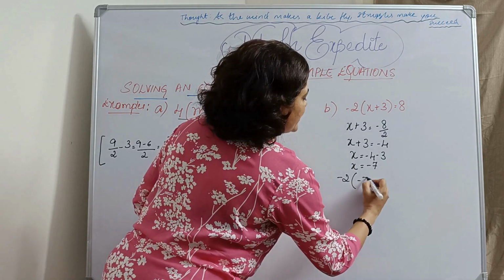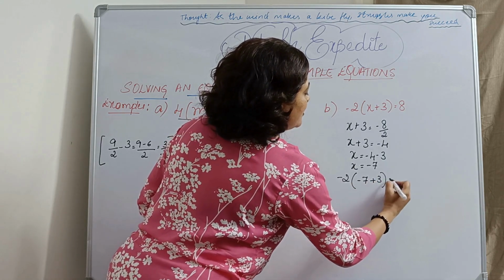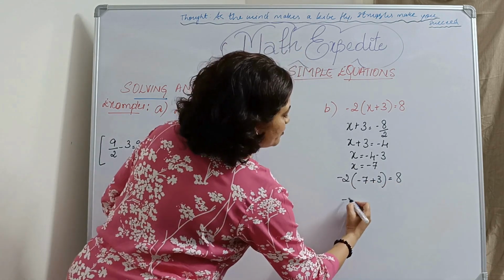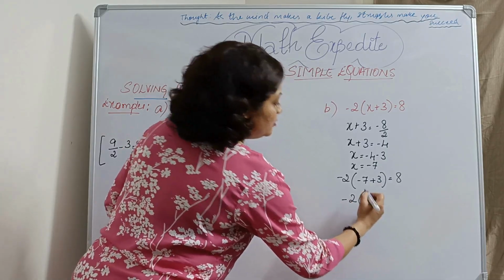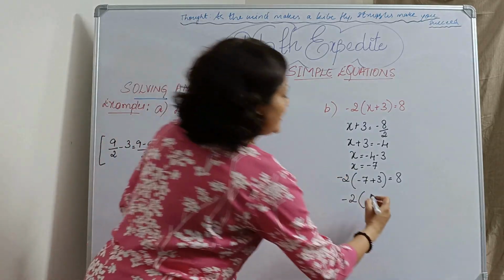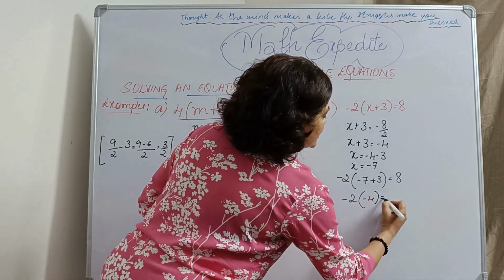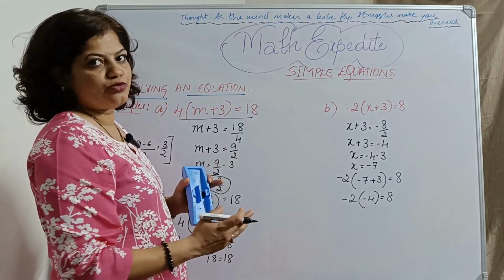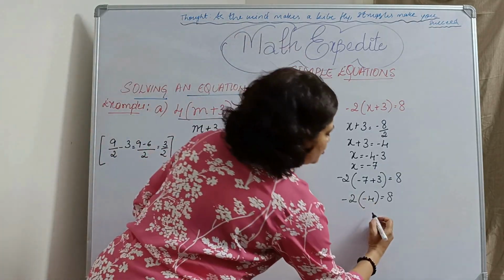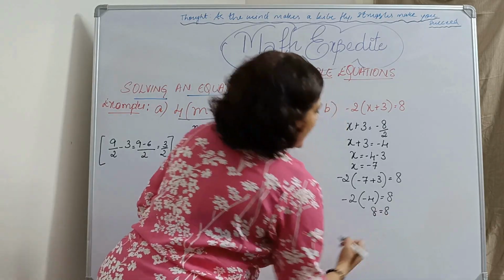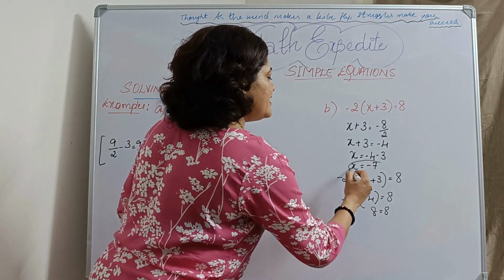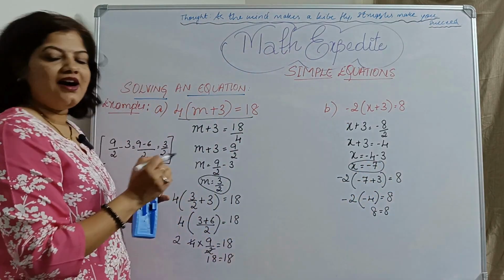Minus 2 into minus 7 plus 3, which is equal to 8. So minus 2 into minus 7 plus 3, I get minus 4, which is equal to 8. We all know minus into minus is plus. So 4 into 2 is 8, which is equal to 8. So x equals minus 7 is the right answer.